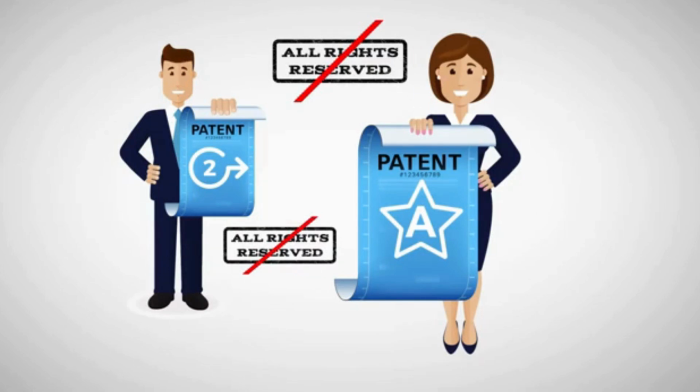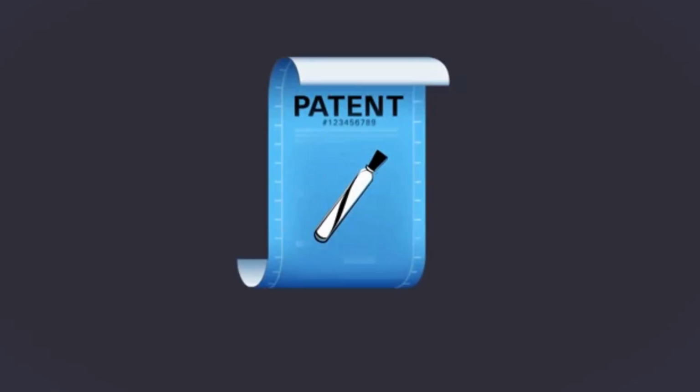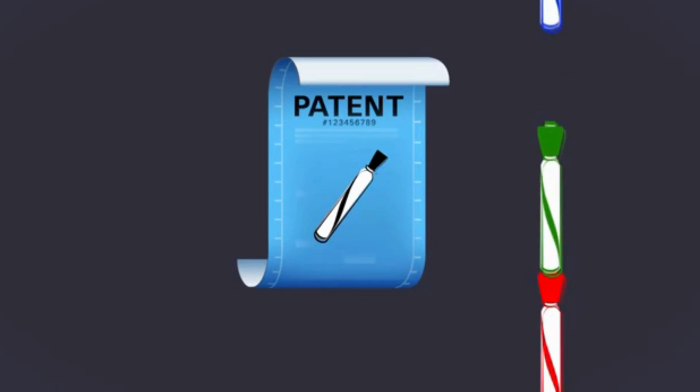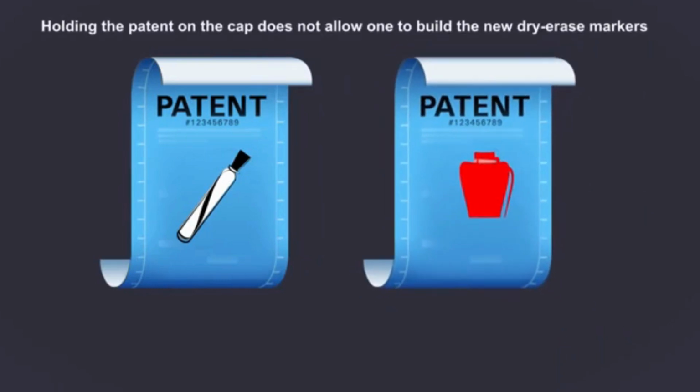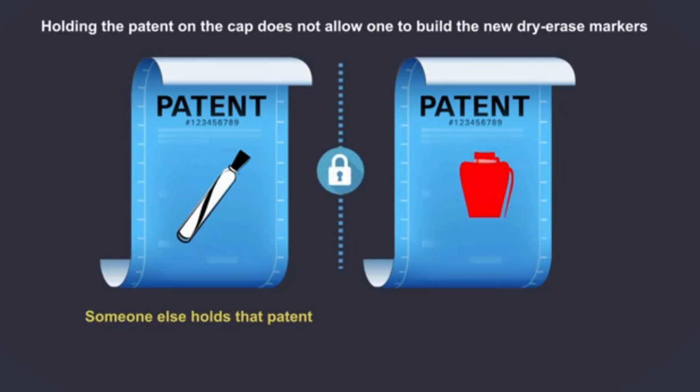A common example that is applicable to teachers and students is of the dry erase marker and its evolution. The marker exists and someone holds a patent on it. Then someone invented the stackable cap, which is the cap on the dry erase marker that allows the markers to connect to one another. That cap was an invention and could itself have been patented. However, holding the patent on the cap does not allow one to build the new dry erase markers. Someone else holds that patent. The patent on the cap prevents the original dry erase marker manufacturer from adding the improved cap to the marker.